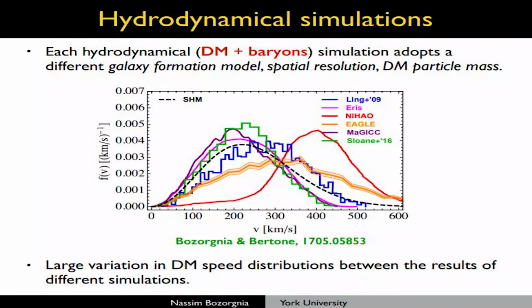A lot of these simulations actually have maybe a few halos, so more than one, but I'm just showing the velocity distribution for the halo in that simulation which is farthest from the standard halo Maxwellian, to see the range of different velocity distributions you can get from all these different simulations. And we find that there's a large variation in the speed distributions between the results of these different simulations. This is the usual standard halo model in black. And these are the range of different velocity distributions we get.